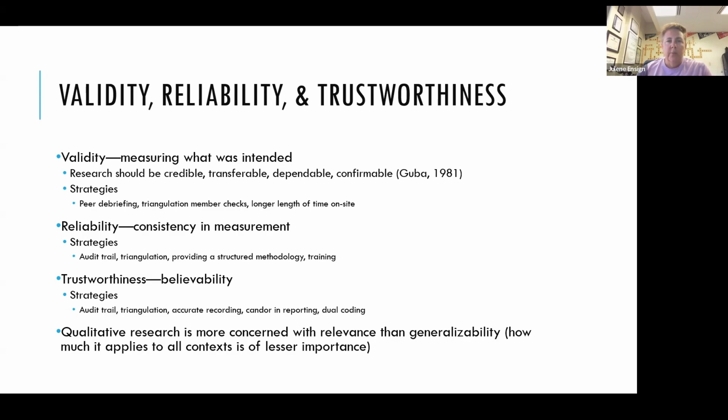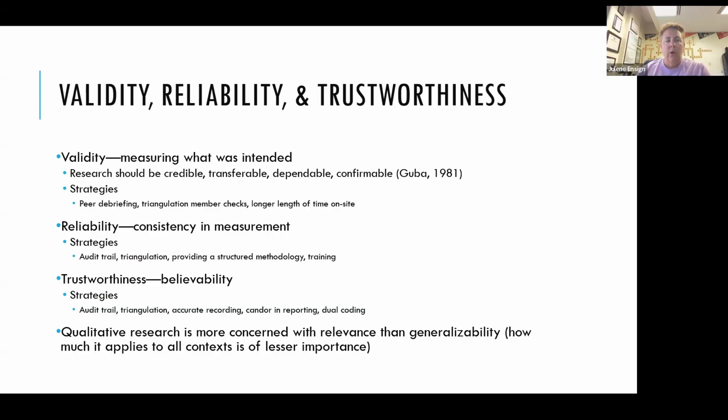The trustworthiness is our believability. Are we giving an accurate picture of what's actually happening? Am I being objective in how I'm recording things? And it's the same kind of strategies that are used there, with audit trail, triangulation, and things like that.